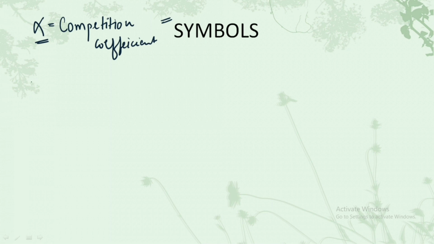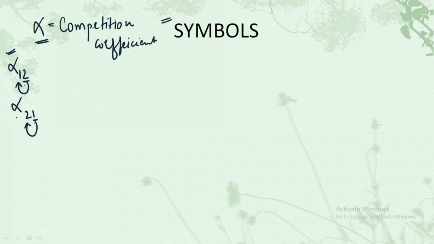We have two symbolic representations for this: alpha 1 2 and alpha 2 1. There is a difference in the meaning of both. The way we have to read them is that alpha 1 2 represents the effect of the second species over the first species, and alpha 2 1 represents the effect of the first species over the second species.